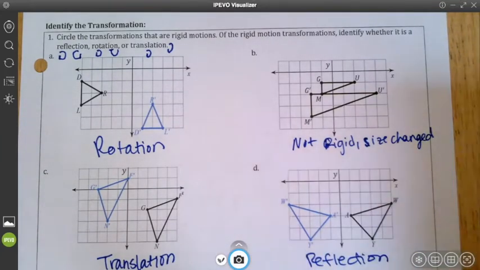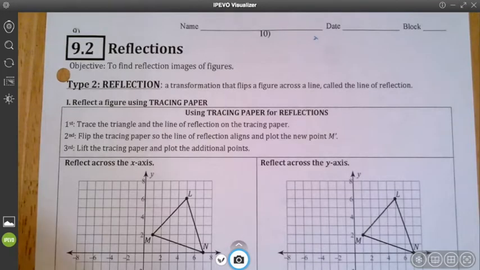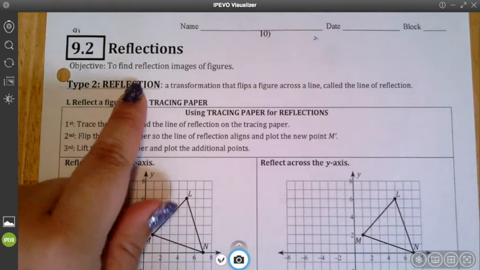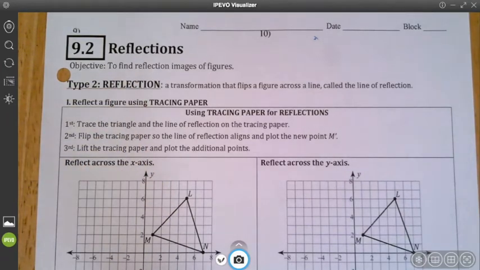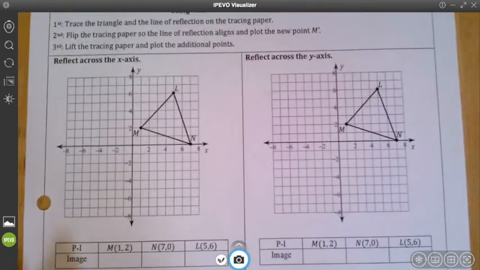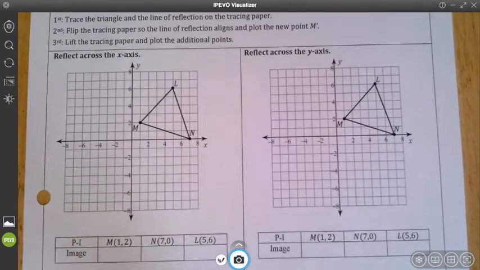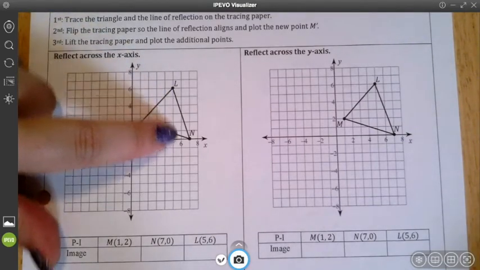Let's take a look at section 2. For section 2, we're looking at reflections. Our objective is to find the reflection of images. So how do we do this? Instead of using tracing paper, we are just going to practice doing this by hand, which is how most people do it anyway. So if we want to reflect across an axis, what we're going to do is create a line that's perpendicular to that axis.